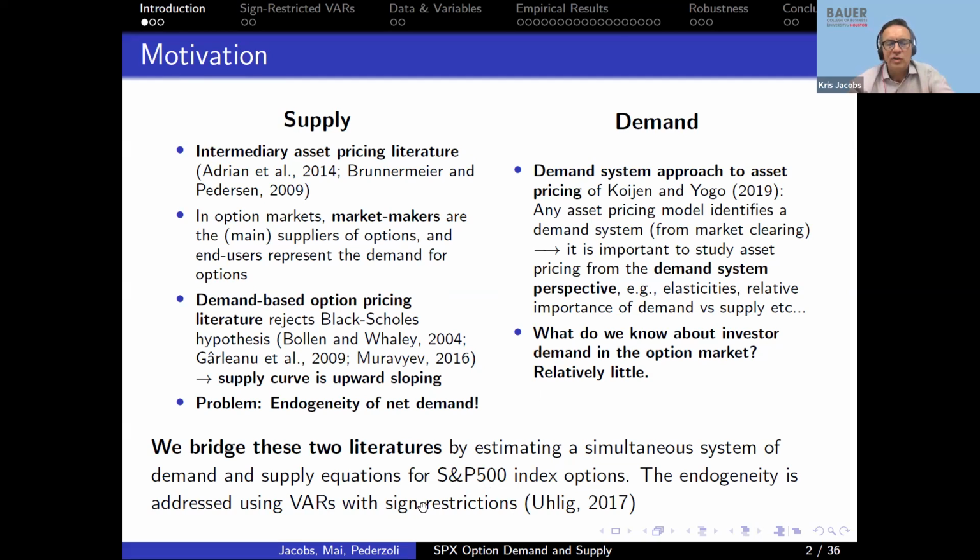So basically, you're going to estimate vector autoregressions, right? And then what you're going to do in the vector autoregression is deal with the endogeneity of price and quantity by imposing very simple sign restrictions. So what we want to do is impose as few restrictions as possible.